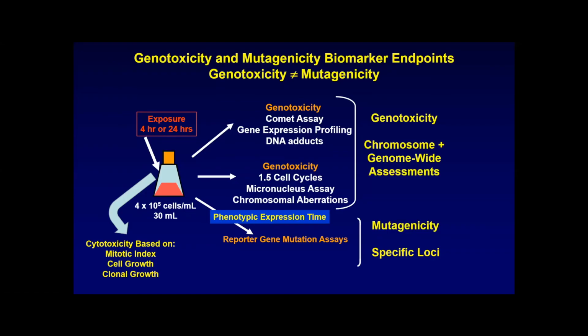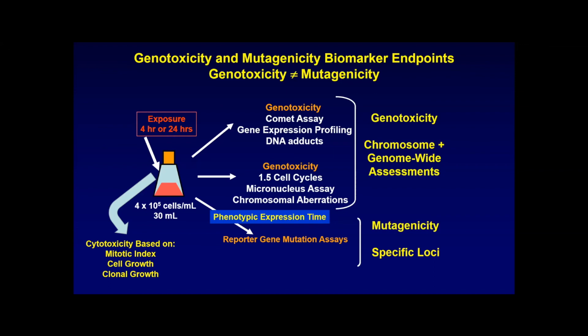Just to recap last time, I want to make sure that there's a known difference between genotoxicity and mutagenicity. Genotoxicity is something that happens early on, 4 to 24 hours after exposure. You're just looking for DNA damage or gene expression profiling or DNA adducts. Also, micronucleus assay, chromosome aberration assays. These are measures of genotoxicity. They are not measures of mutagenicity.